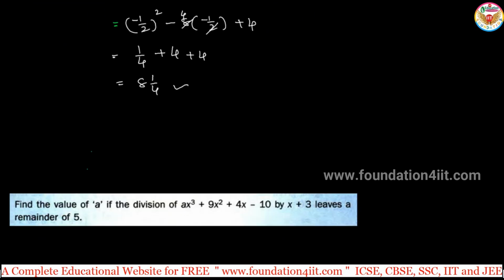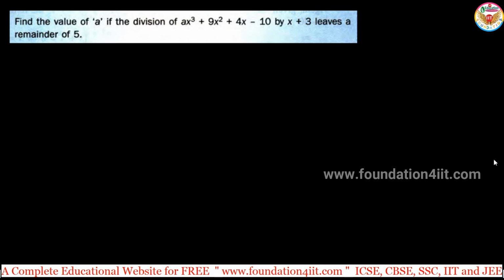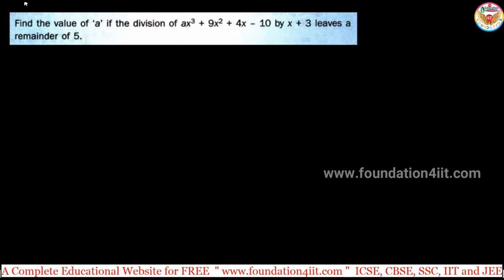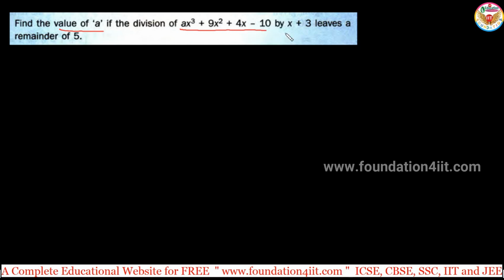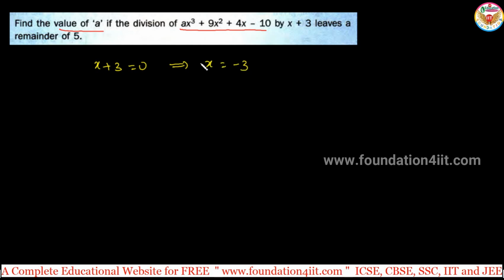Let us see the different problems in this. One more question. The first part is directly finding the remainder, and another type is finding the value of a. Find the value of a if the division of ax cube plus 9x square plus 4x minus 10, which is a function, by x plus 3 leaves a remainder of 5. In the question itself they mentioned the remainder is 5. So let us take x plus 3, right? x plus 3 is equal to 0, you take. From this x is equal to minus 3.